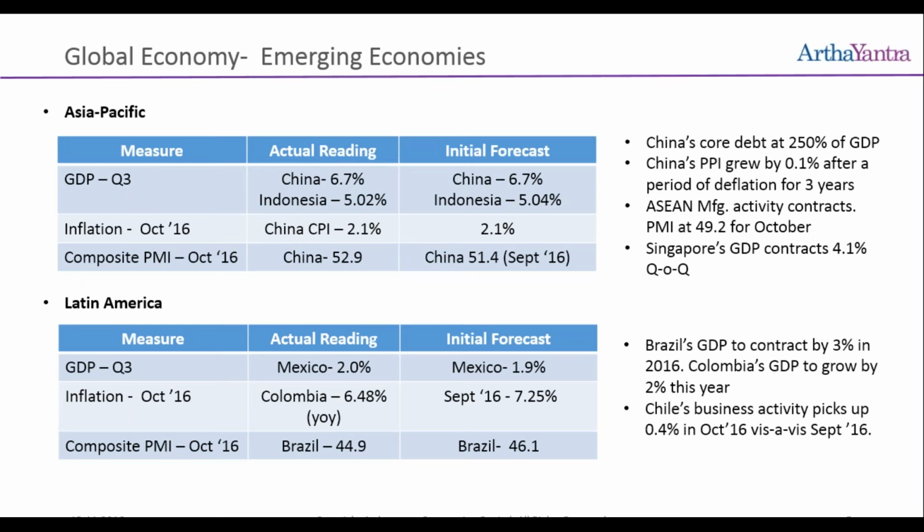Brazil's actual composite PMI was 44.9, while it was forecasted to be 46.1, which means Brazil's business activity was expected to shrink in October, but it shrank much faster than expected. So Brazil is still quite in deep problems.